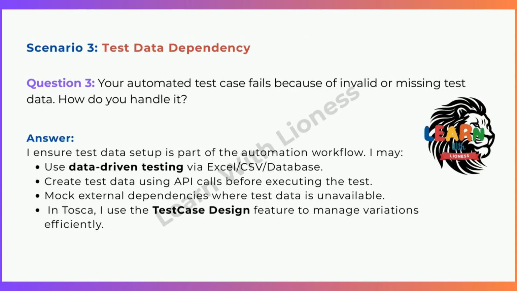Scenario 3. Test data dependency. Question 3. Your automated test case fails because of invalid or missing test data. How do you handle it? Answer. I ensure test data setup is part of the automation workflow. I may use data-driven testing via Excel, CSV, or a database. Create test data using API calls before executing the test. Mock external dependencies where test data is unavailable. In TOSCA, I use the test case design feature to manage variations efficiently.